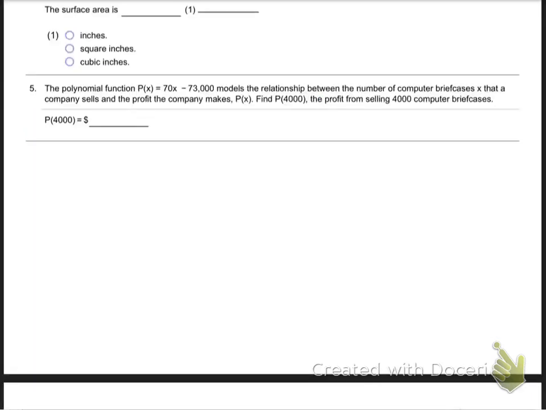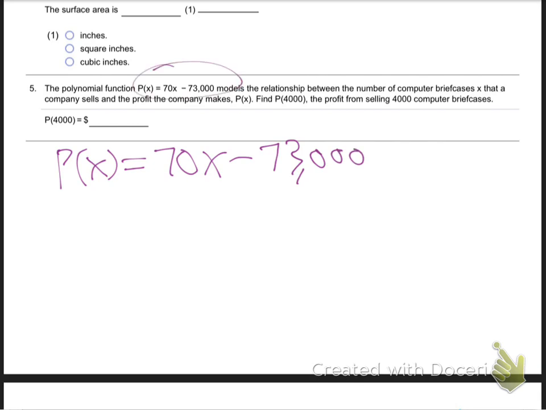So basically, all you need is that function. Again, all these problems, you don't need to read all those words. All you need is the function 70x minus 73,000. There's the function I got right there. And they're saying, find P of 4,000. So what do you do? I just plug in the 4,000.